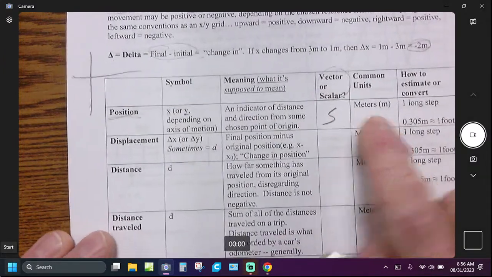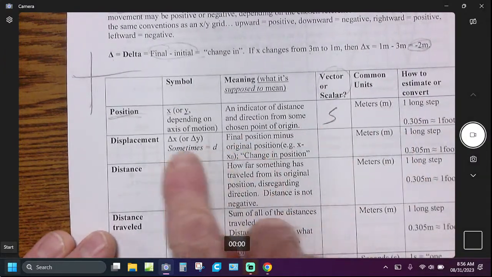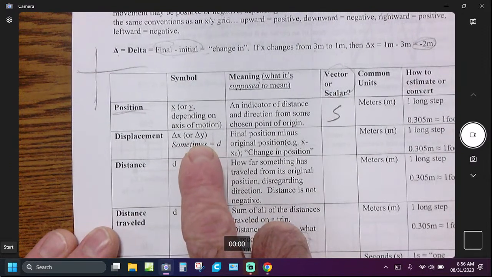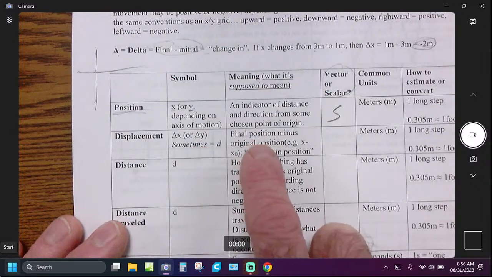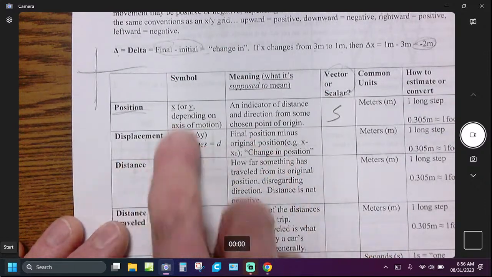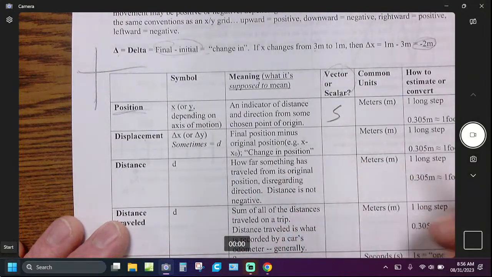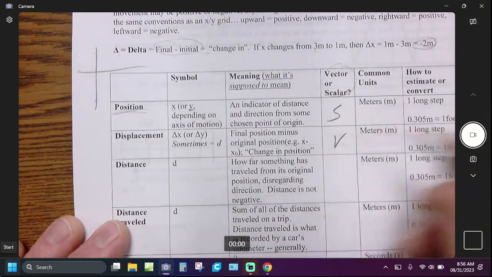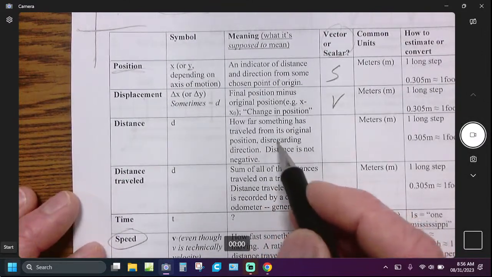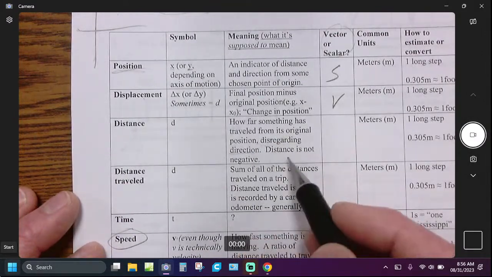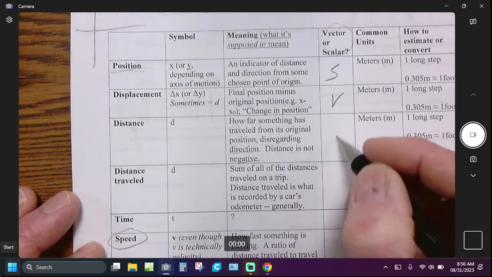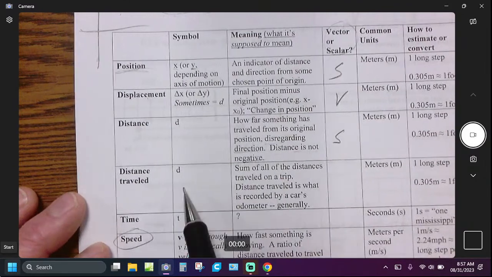Units are meters. Displacement, this is delta x or delta y. What do you think that is, vector or scalar? Vector, because it's going to tell us how much something moved to the right or to the left, up or down, and that sign is going to indicate it. Distance is how far something has traveled from its original position, disregarding direction. Distance is not negative. What's that? Scalar.